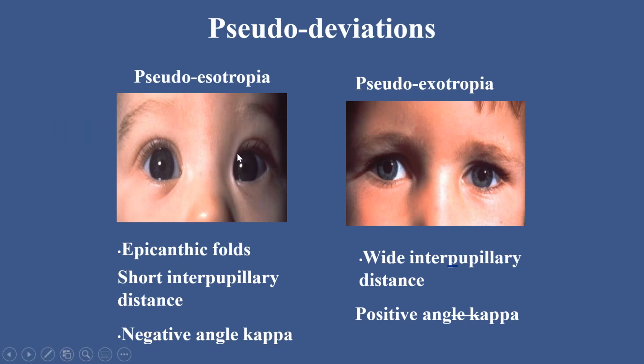Over here you see that it appears that the eye is deviated towards the nasal side. Now this can happen because of, as I told you in the lid class, the extra loose folds of skin that come from the upper eyelid below, which are called epicanthal folds. These folds can mimic an esotropia. Also a short interpupillary distance can give that picture, and a negative angle kappa.